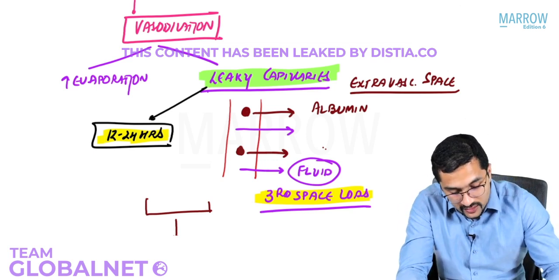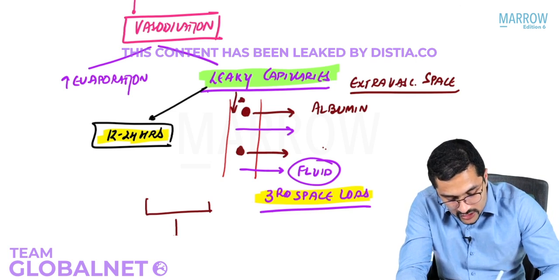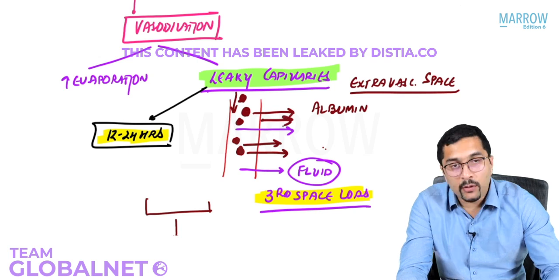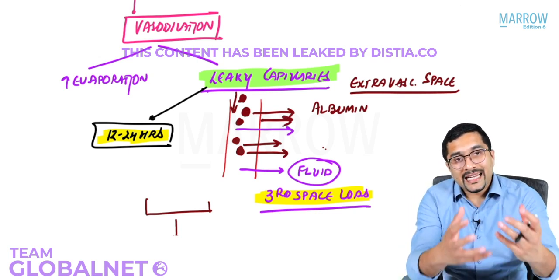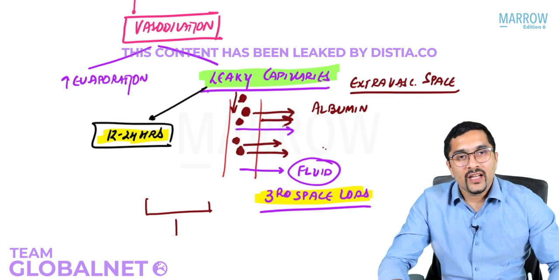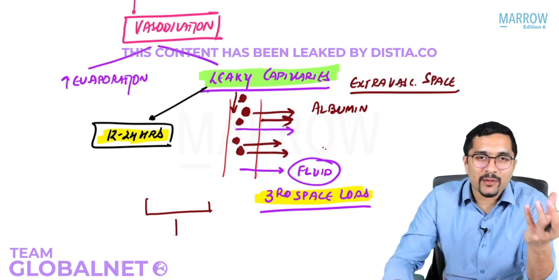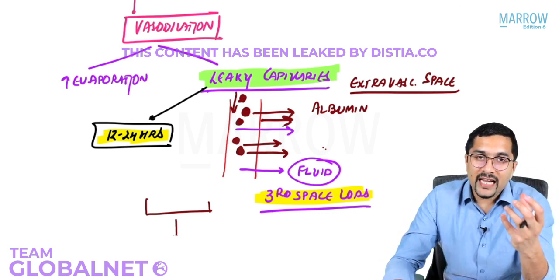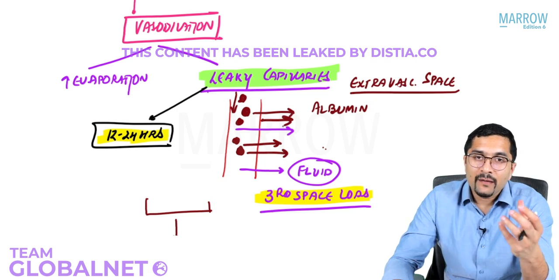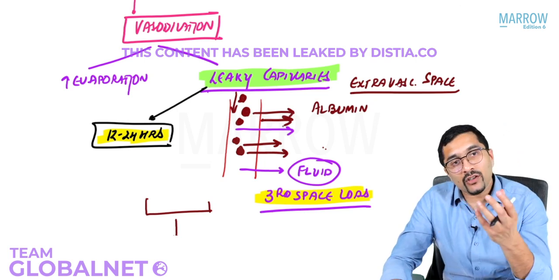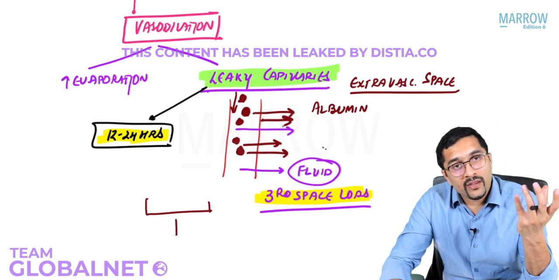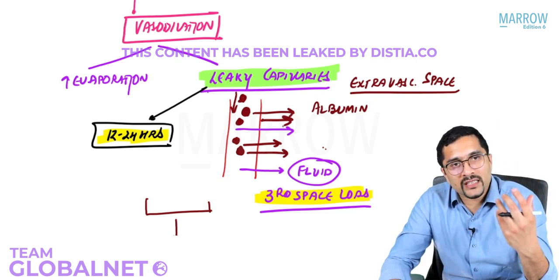Now, supposing I give albumin to this patient, because of these leaky capillaries, all the albumin will come out and it will draw more fluid out. So we might think that this albumin is helping the patient, but in reality it is being counterproductive because when the albumin comes out, it will draw out more fluid as well, right? And there'll be more third space loss.